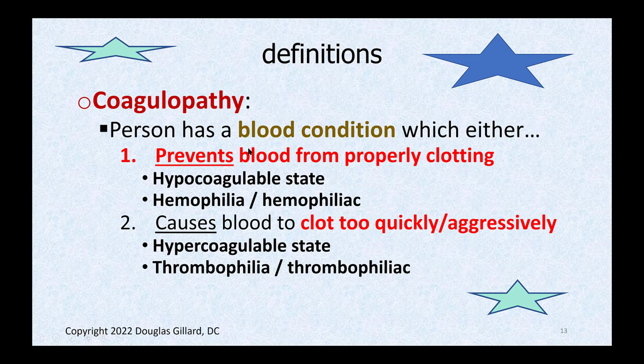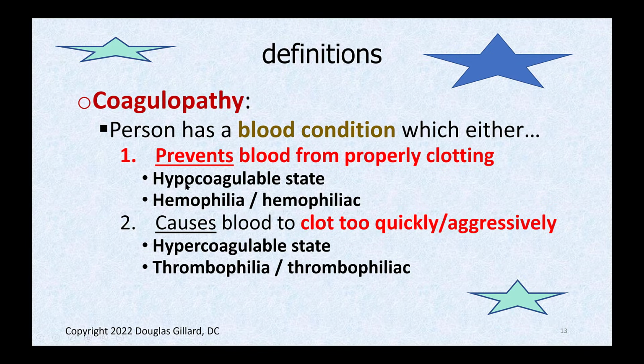Coagulopathy, we just said that. Right? Patient has a blood condition which either prevents blood from clotting properly, so they would be a bleeder. They're a hemophiliac, or they have hemophilia. Hemo is blood. Philia is likes to do something. So they like to blood. Like to blood means like to bleed. Or they have a hypocoagulable state.